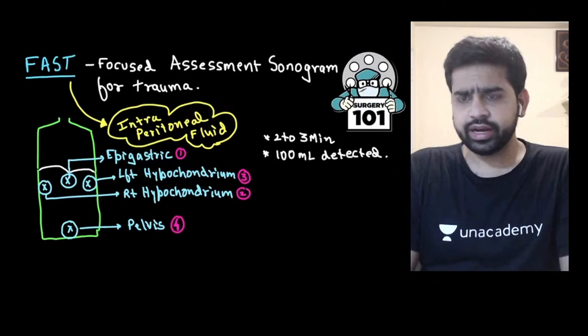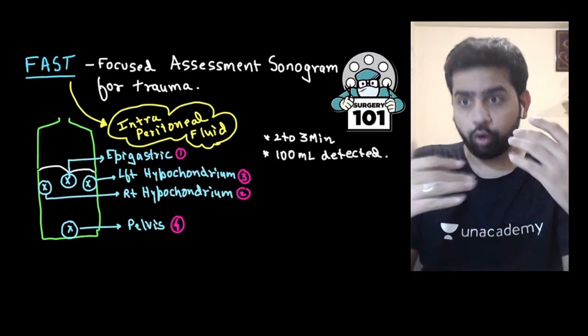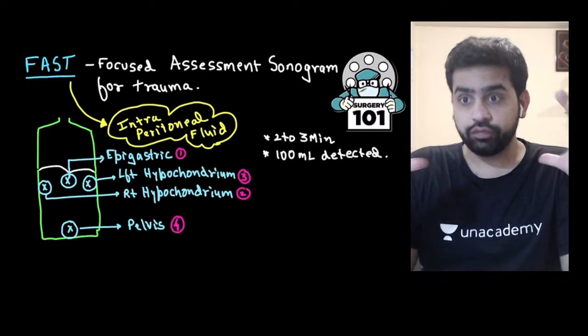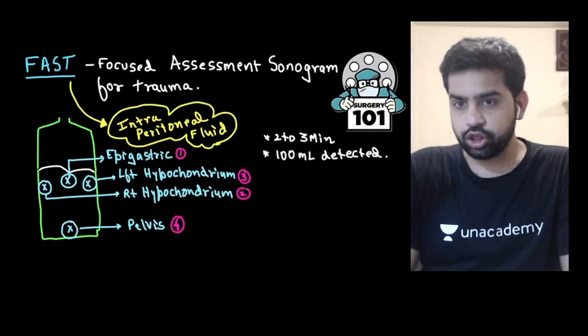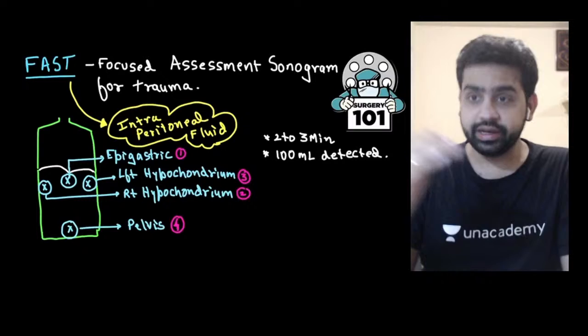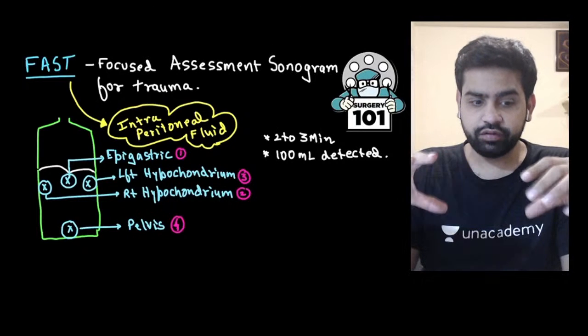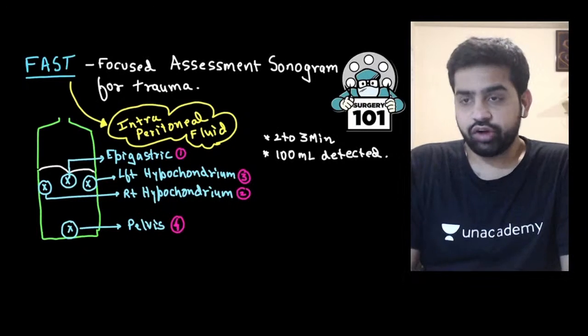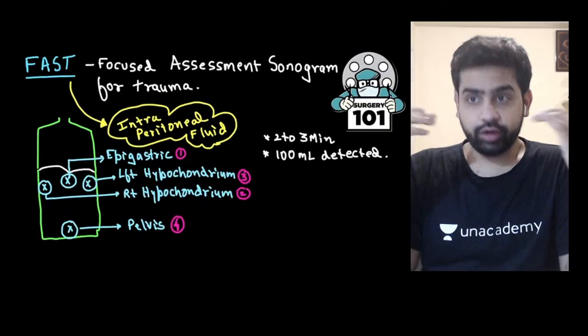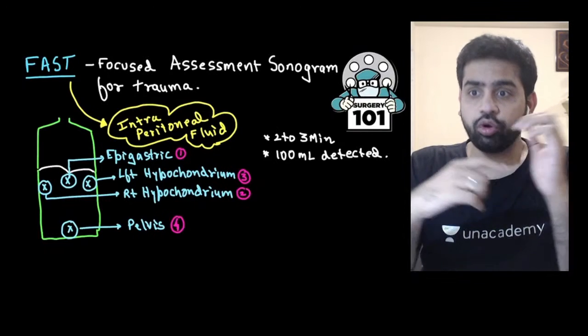Now, why do you want to detect an intraperitoneal fluid collection? Normally, you and I don't have a lot of intraperitoneal fluid. But let's say a trauma patient is brought to the hospital and has around 50 or 100 ml of intraperitoneal fluid collection. It basically tells you that there is some organ injury.